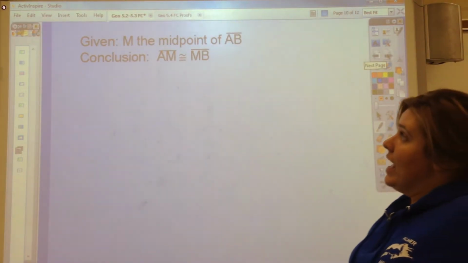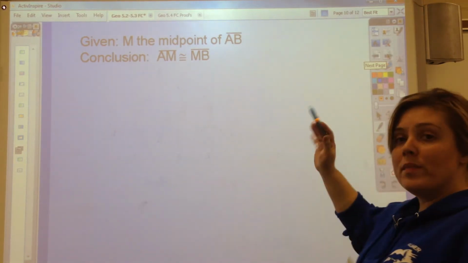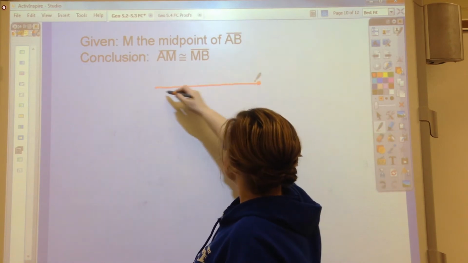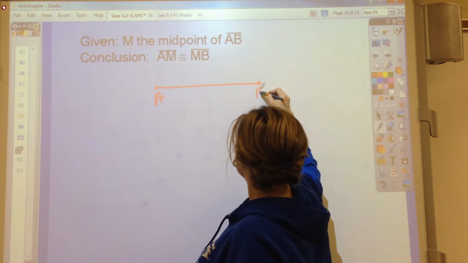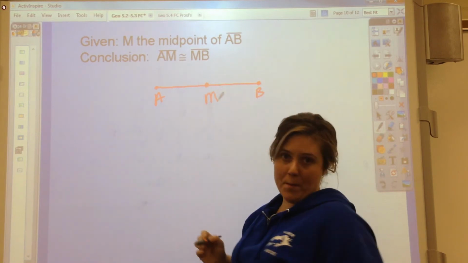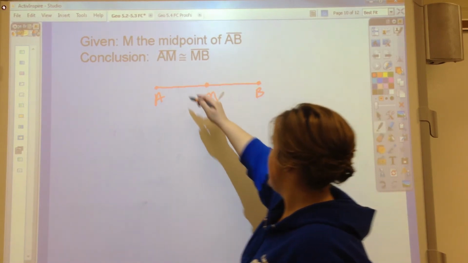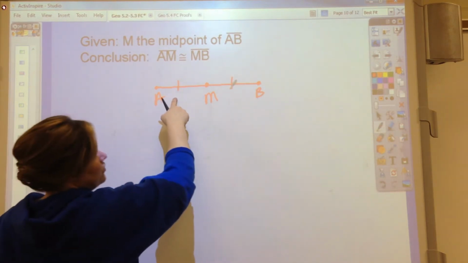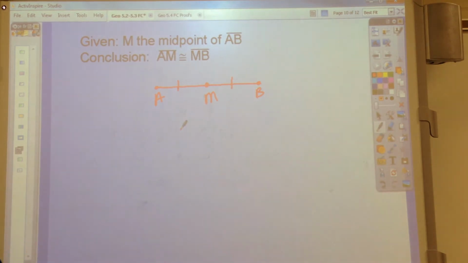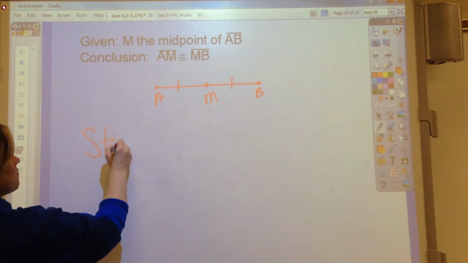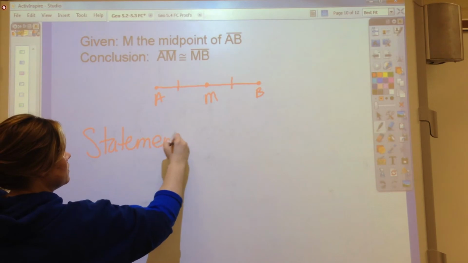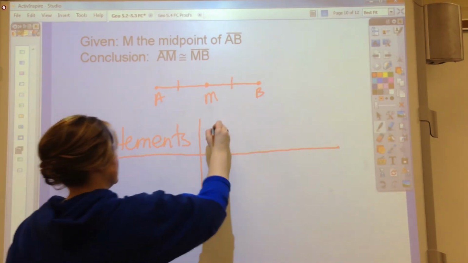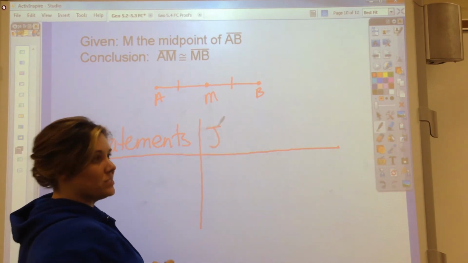All right, so if I'm given M as the midpoint of AB and I want to make this conclusion, I suggest that we go ahead and draw it first. Here's my segment AB, and I have midpoint M. Then I can conclude automatically this. And think about why. Why do I automatically know that this segment is equal to this half of the segment? Have you thought of the reason yet? If not, keep looking. It's either a theorem or a definition.